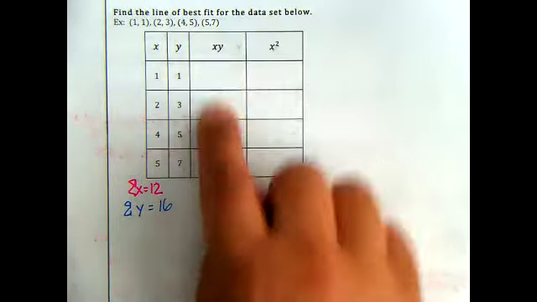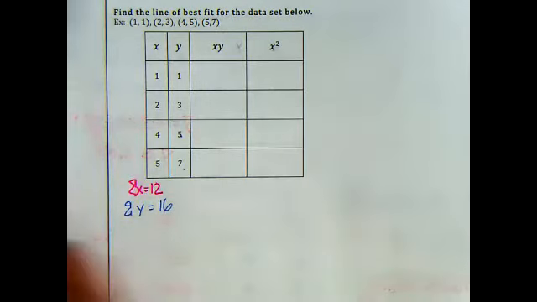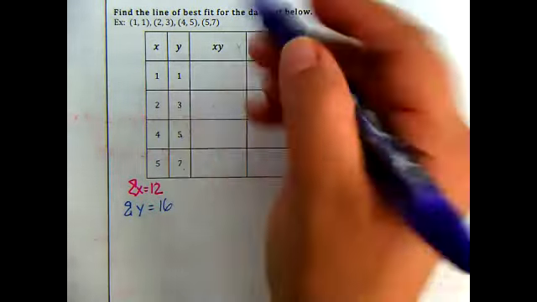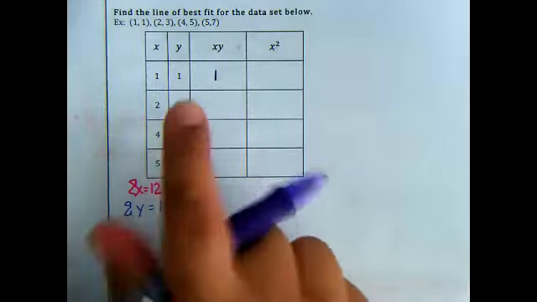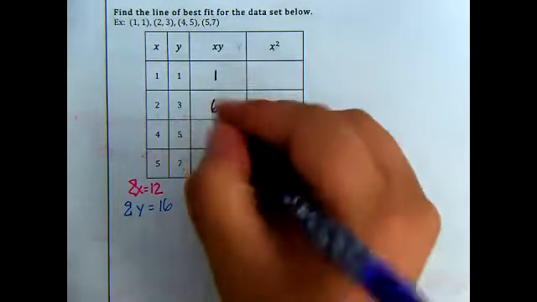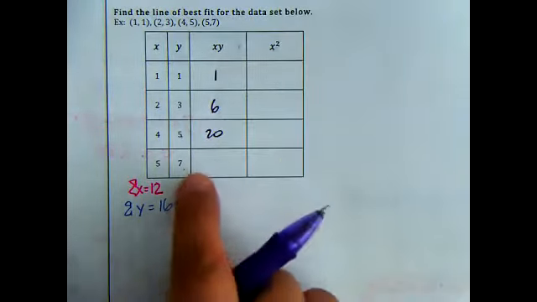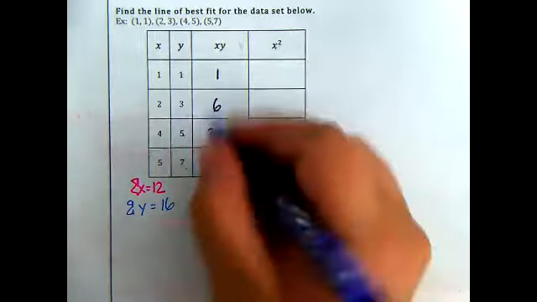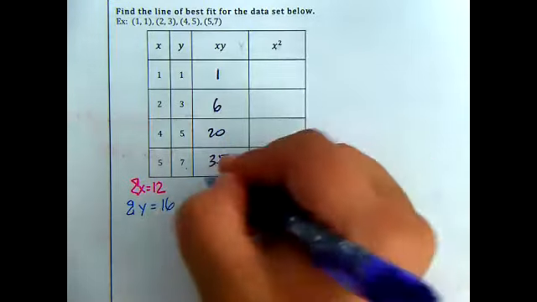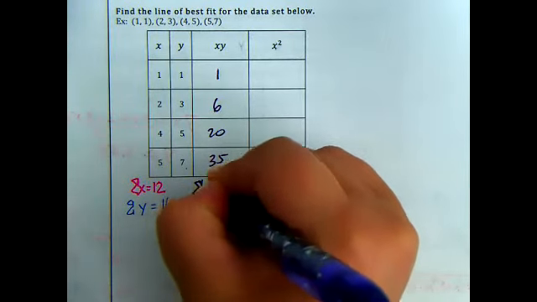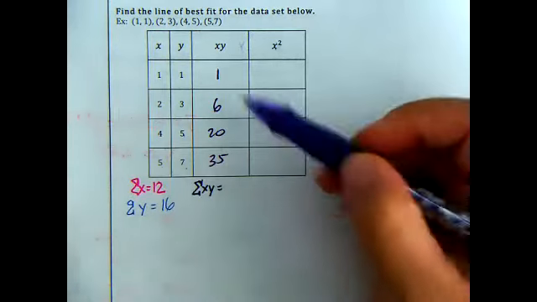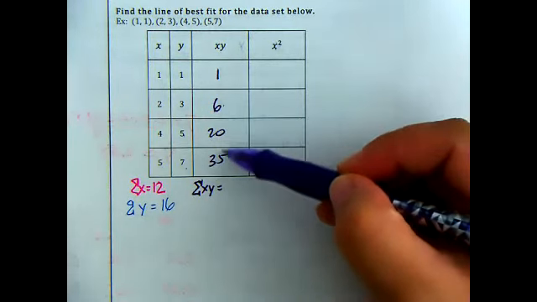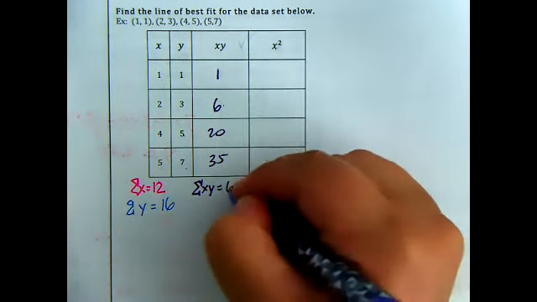And then your x times y's. So you're literally just doing 1 times 1. That's 1. 2 times 3, 6. 4 times 5, 20. 5 times 7, 35. And you need the summation of these. You need these added together. So your summation of your xy's is 1 plus 6 plus 20 plus 35, which is 62.